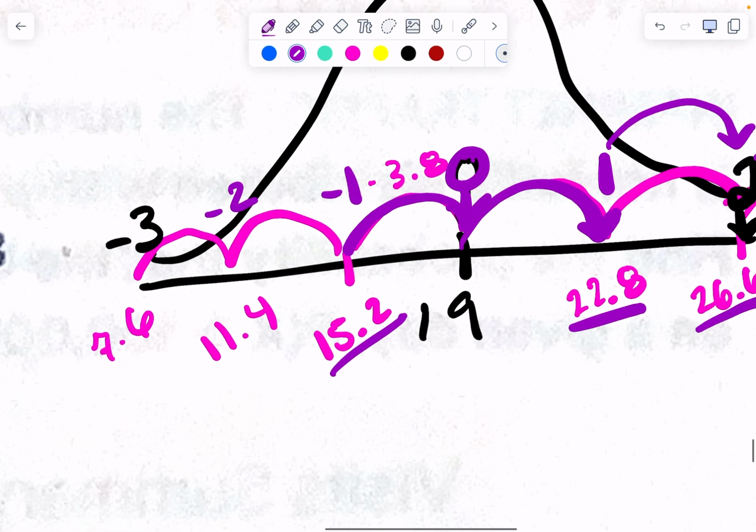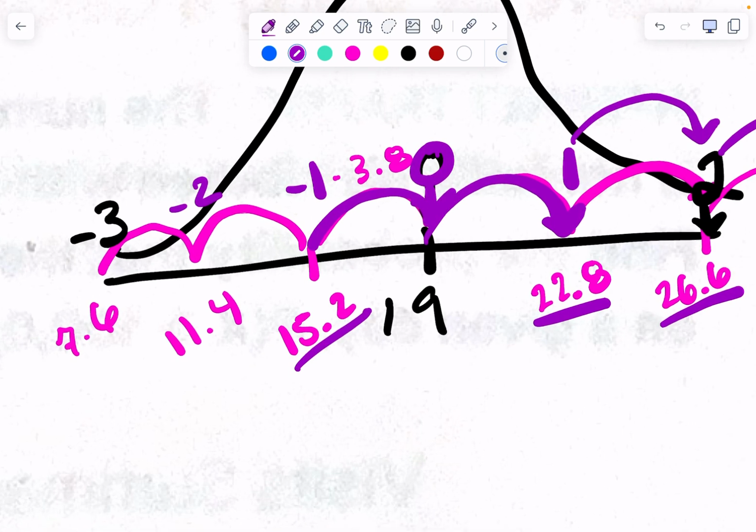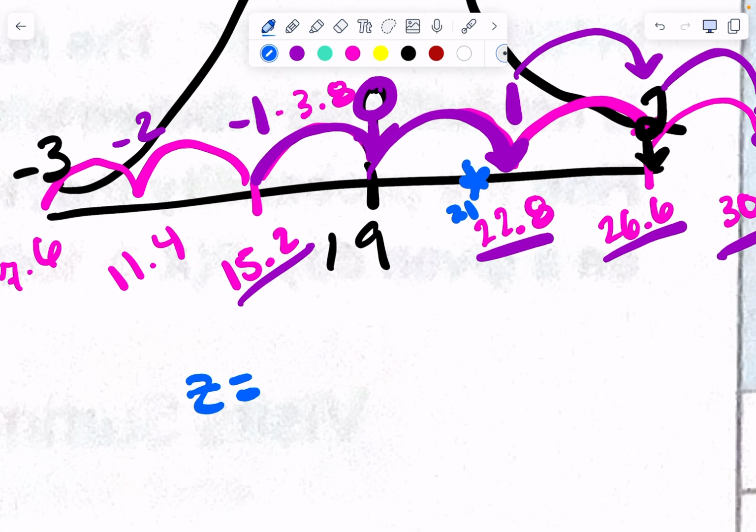But here's the problem. What if my score was a 21? What if I'm at a 21 instead of a 22.8? Then it's a decimal. How do I figure out what my z-score is? You divide by your... 22.8 minus 21. You're on the right kind of track. How far is that away from average? It's 2 above average. And what are my units measured in? Oh, divide by your 3.8. Divide by my 3.8.